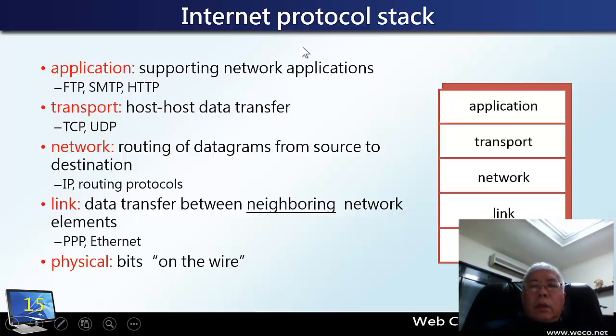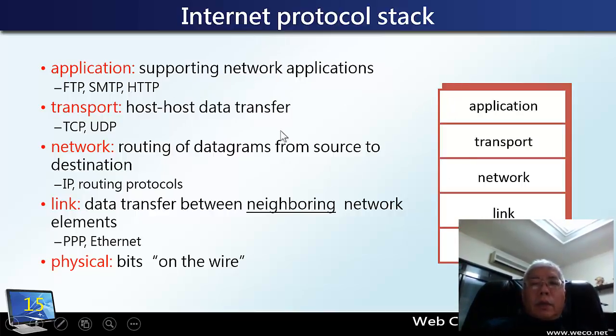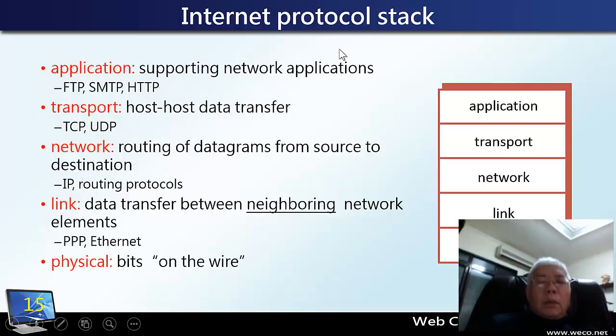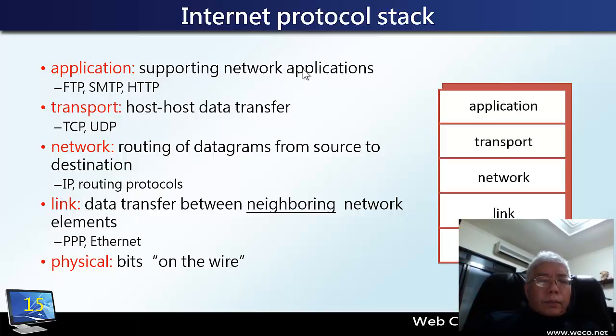So the reason we have this protocol stack is because each layer has its particular functions and goals. If we have this kind of partition, then, for example, the operating system usually supports the transport layer and network layer.